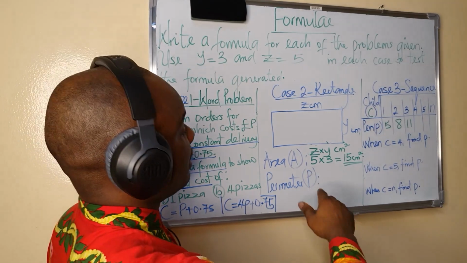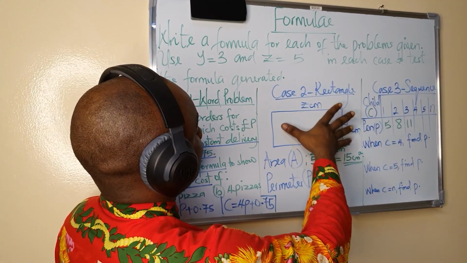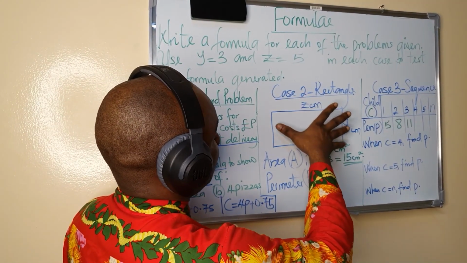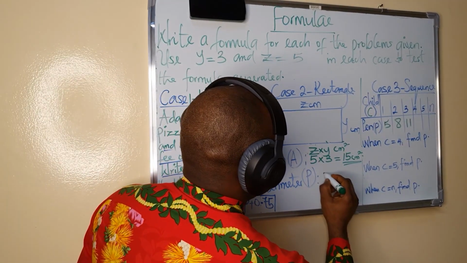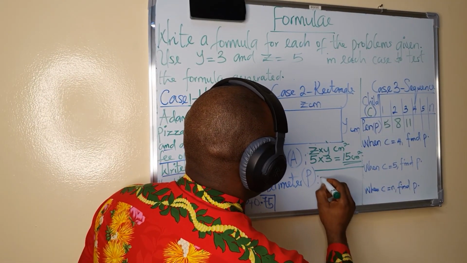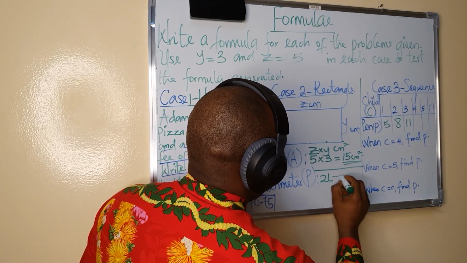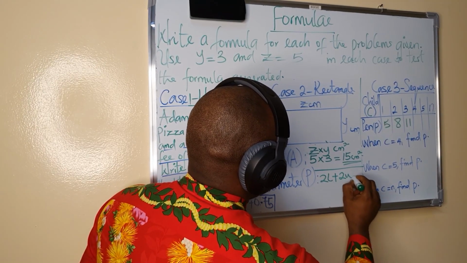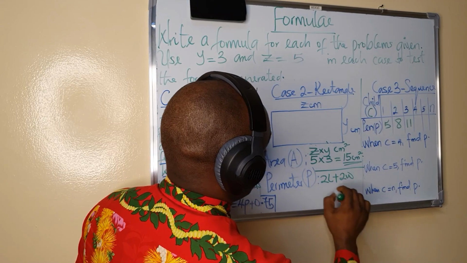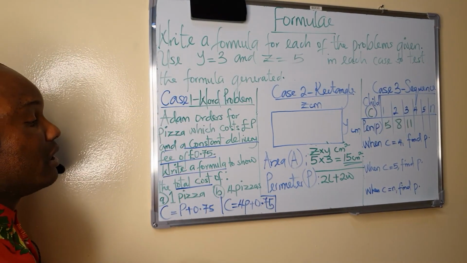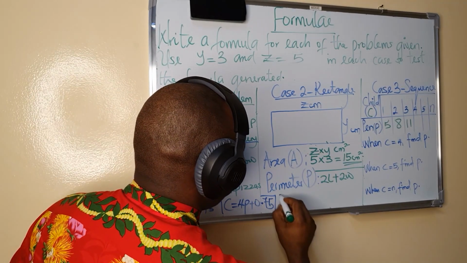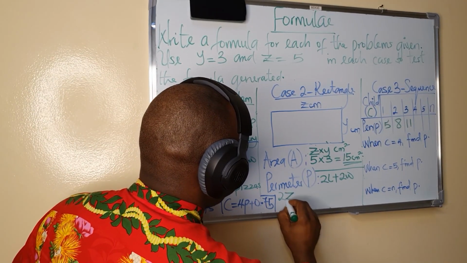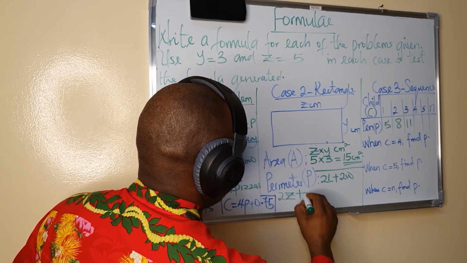As you know, perimeter has to do with two length and two width. Since our length is z, initially this is what we know the formula to be: 2 length add 2 width. Or you can just write 2, open a bracket, length plus width. You know that already. So our length here is z, which means that it's going to be replaced with 2z add 2y.